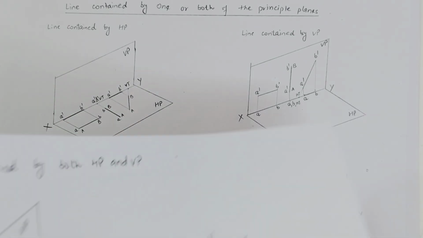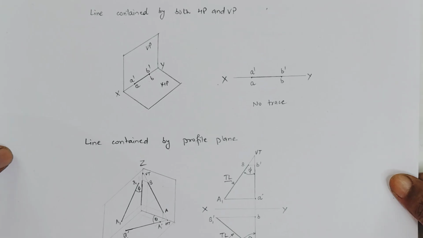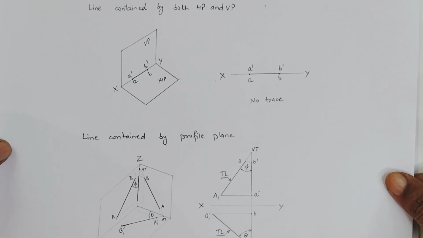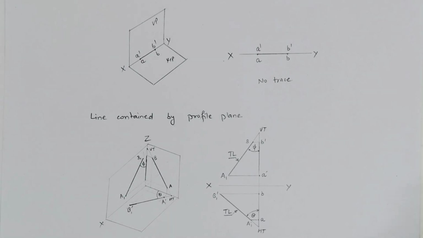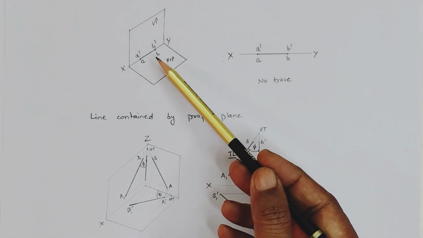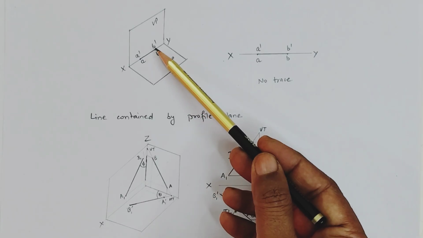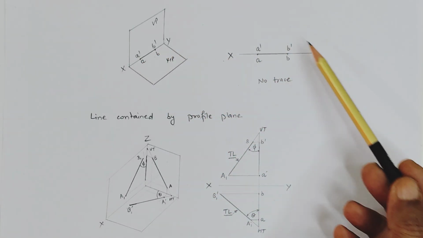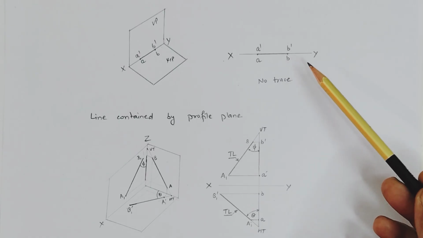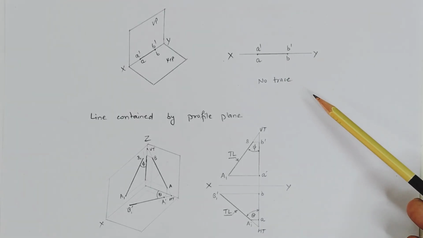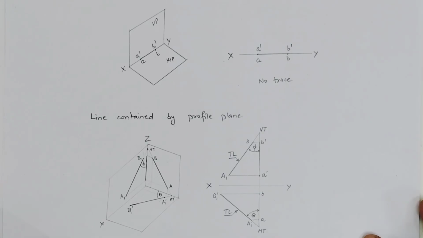Next case is the line contained by both the horizontal and vertical planes. In this case, when the line is contained by both the planes, the projection will lie on the reference line, that is on the XY. So this is the front view and also the top view of the line when the line is contained by the reference line. There is no trace at all because there is no intersection.